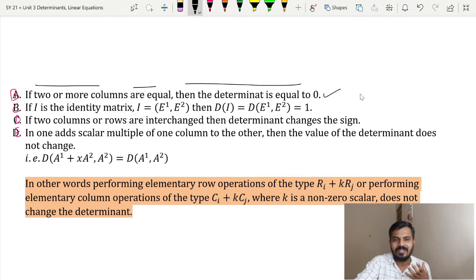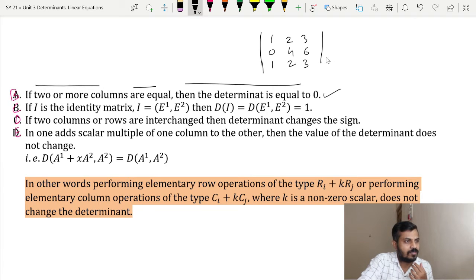So you can say this is one trick in order to find the determinant. Some of you might know it. Suppose the question is asked, find the determinant of, let me use this notation, 1 2 3, 0 4 6, and 1 2 3 once again. So what will be the determinant of this?